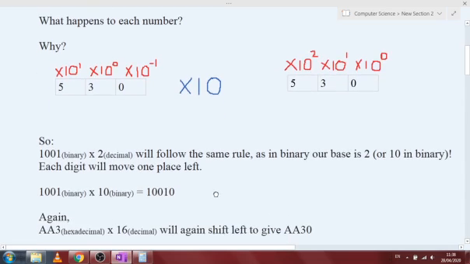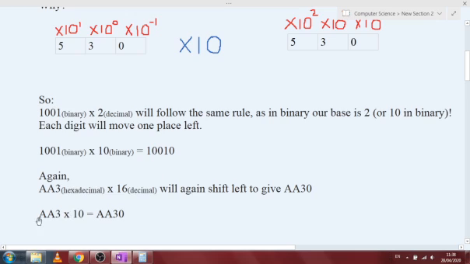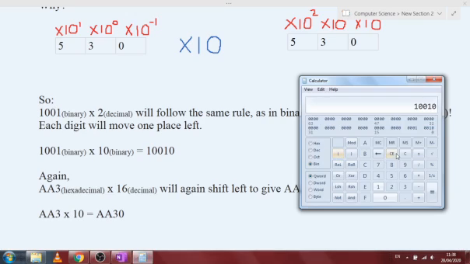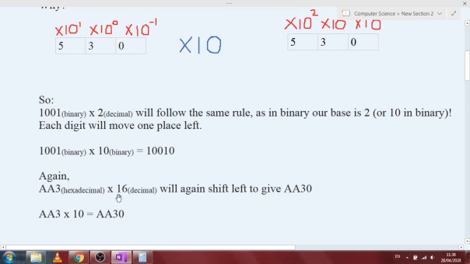As we move on to our last example, we have AA3 in hexadecimal by 16 in decimal. So again, this is just going to cause it to shift left, because 16 in decimal is 10 in hex. So what we get here is AA3 by 10, which is AA30. Again, to check that in the calculator, clear the screen, move into the hex. So I get AA3, type it on the keyboard, convert that to decimal, multiply it by 16. So that's in decimal, then convert it back to hex. So this shows that it's correct. You could do that conversion, but you'd save yourself a lot of work doing it this way. So when you multiply by base, you're just going to shift everything left.